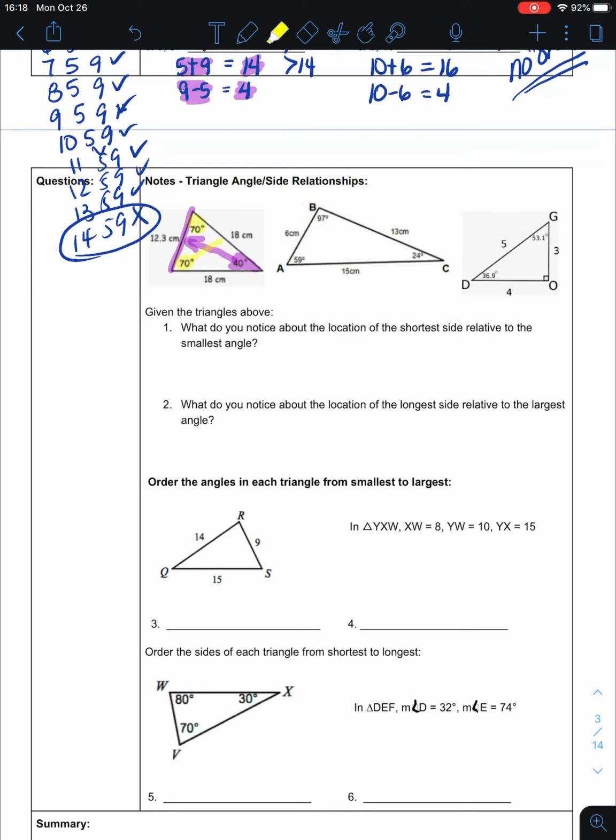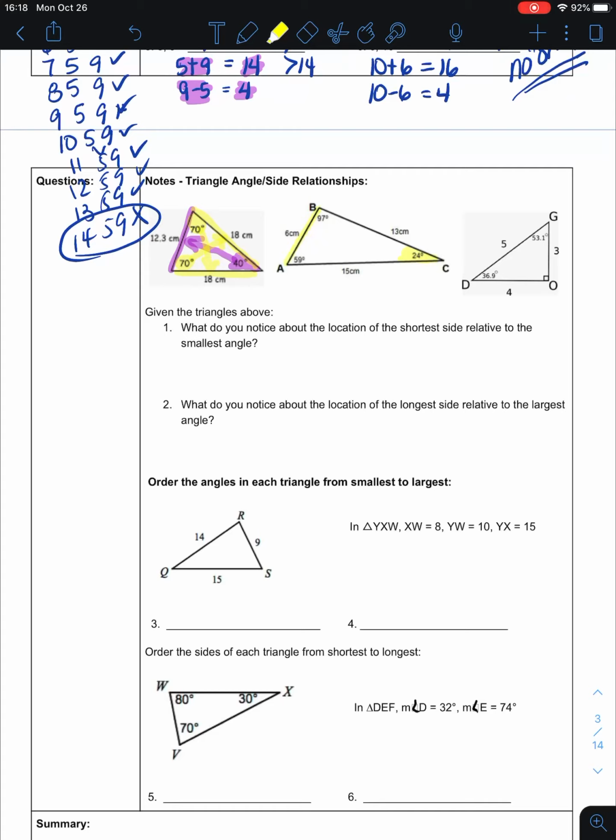Okay, now in this case, these two are equal to each other. Well, it's interesting though, because if you notice, the sides that are across from those are also equal. So when the angles are equal, the sides that are across from them are equal. And then we have the smallest side is across from the smallest angle. Let's look and see if that's always true.